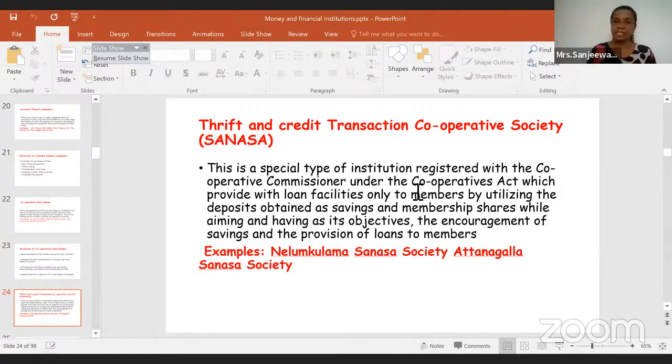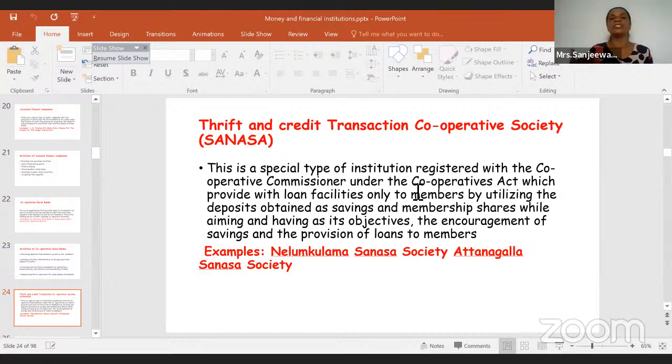Okay, and it is registered with the Cooperative Commissioner under the Cooperatives Act. They provide loan facilities to members by utilizing the deposits obtained as savings and membership shares, while aiming to encourage savings and provision of loans to members. So they encourage those things.